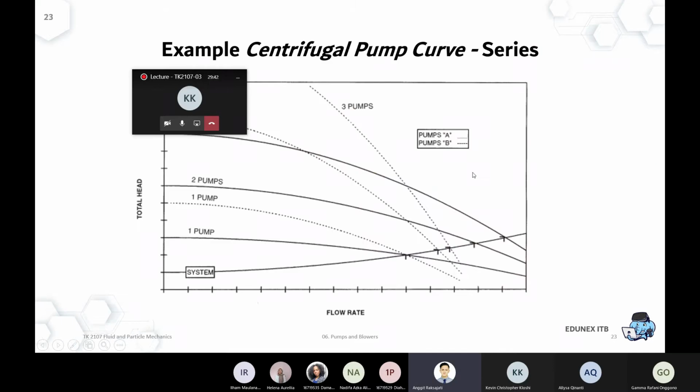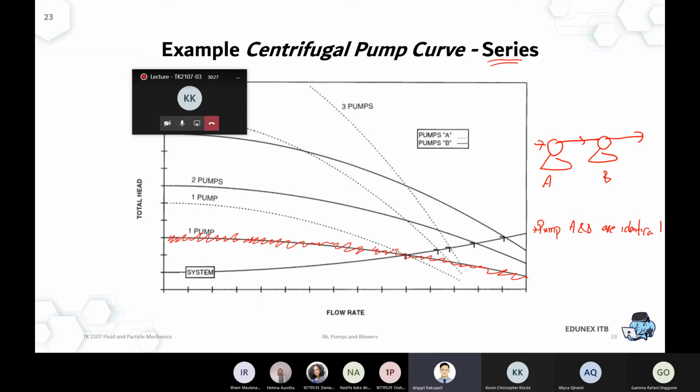So this is actually a more advanced performance curve design. This is in series configuration. That means if you have a pump A and then it will be used to go into the pump B, and let's say that pump A and B are identical. What will happen? So you can see that that would be the one pump operation.